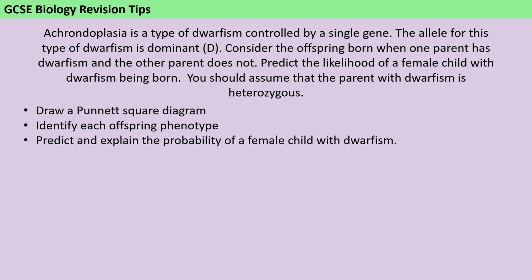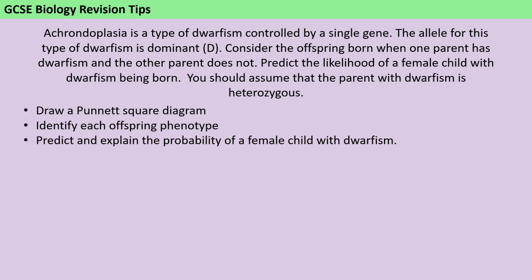Achondroplasia is a type of dwarfism controlled by a single gene. The allele for this type of dwarfism is dominant. Consider the offspring born when one parent has dwarfism and the other parent does not. Predict the likelihood of a female child with dwarfism being born. You should assume that the parent with dwarfism is heterozygous. Draw a Punnett square diagram, identify each offspring's phenotype, and predict and explain the probability of a female child with dwarfism.